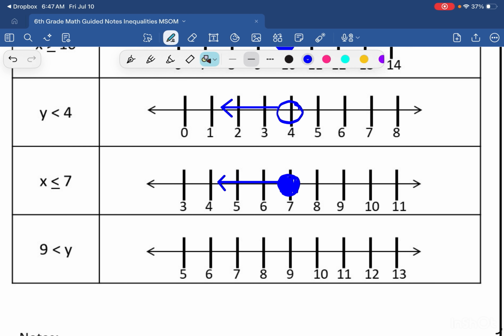9 is less than y. We'll do an open circle on 9, and 9 is less than y. So we're going to do an arrow to all the numbers that 9 is less than. So 9 is less than all these numbers to the right.